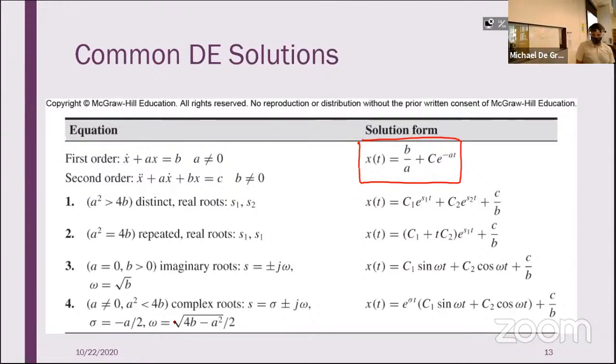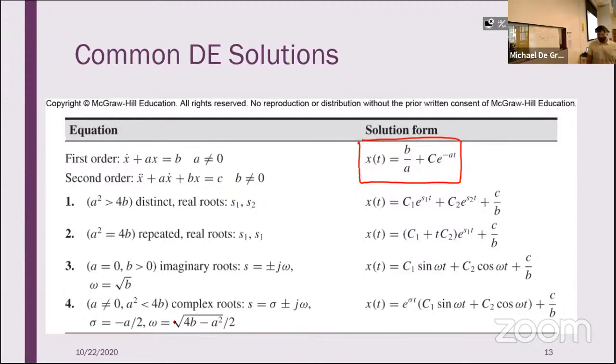What's B? Well, B is my forcing function. What's A? Well, A is the coefficient on X. What's C? C is some constant that I need initial conditions to determine. And this is my first order solution form. For second order, it depends on what my roots look like. So if I have a second order system that has distinct real roots, I will get something that looks like bullet point 1.